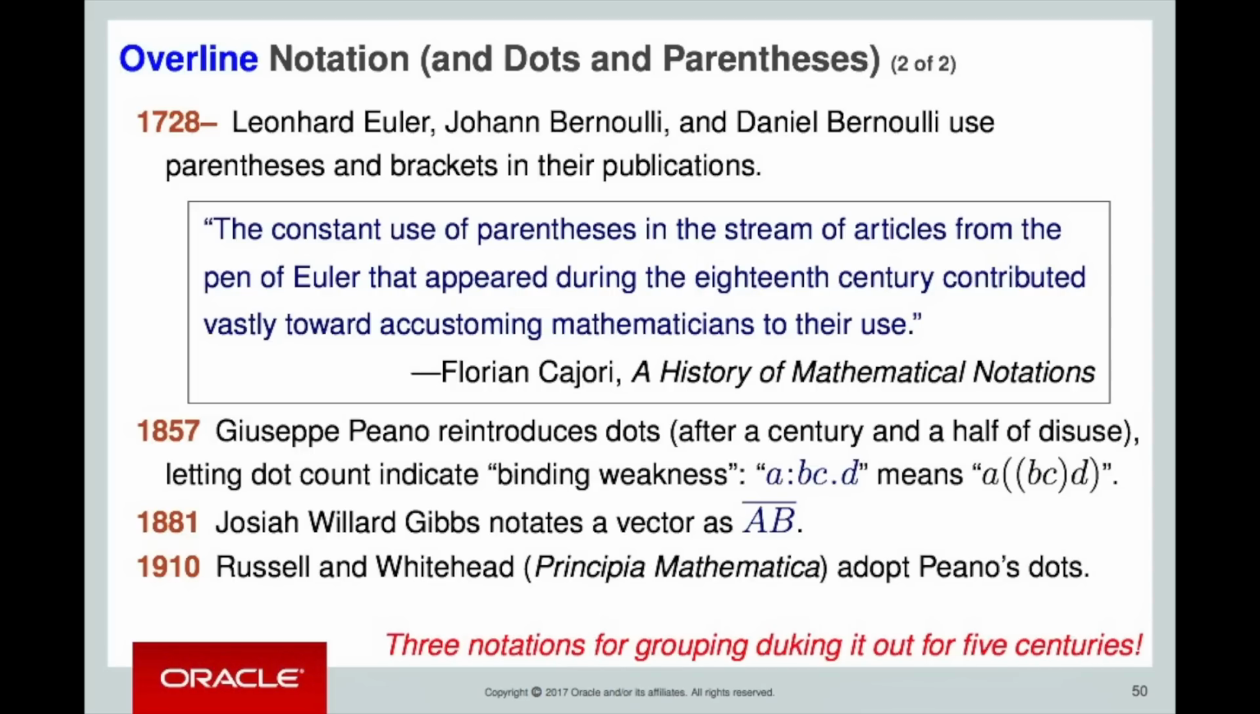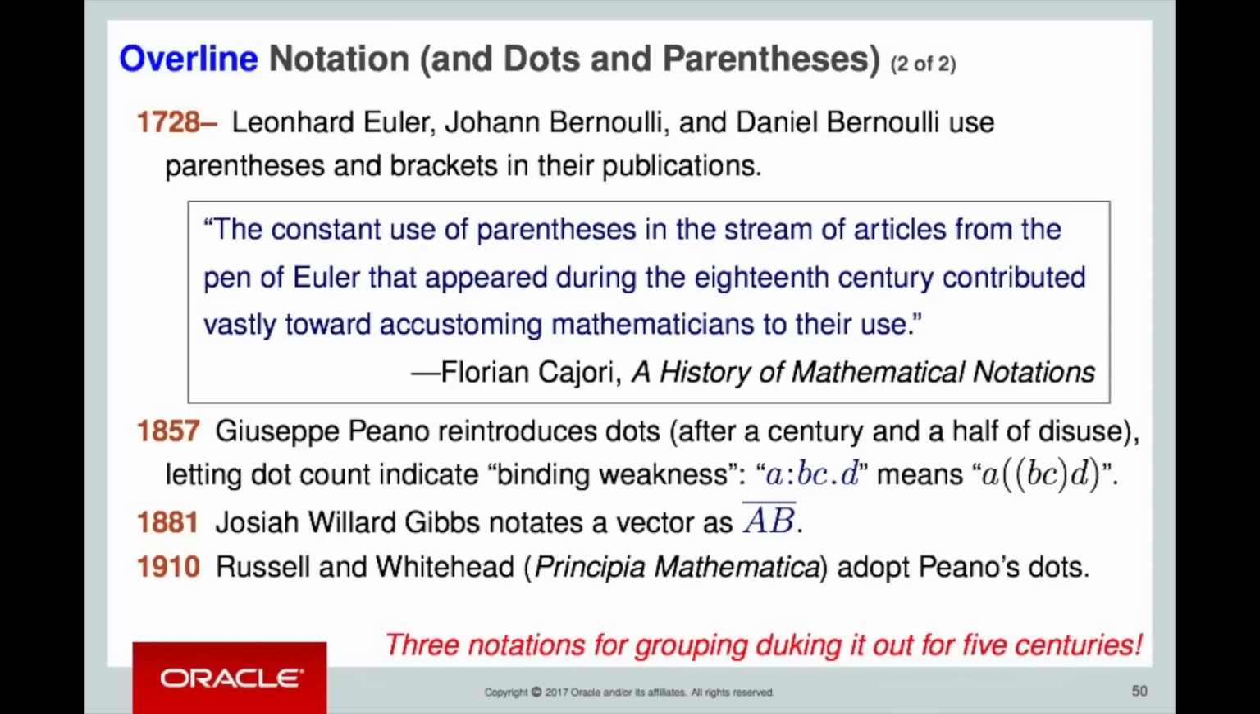In 1881, Gibbs uses an overline as a part of vector notation. That may seem like a non sequitur, but that'll come up on the next slide. And in 1910, Russell and Whitehead, in their monumental Principia Mathematica, their attempts to axiomatize all of mathematics and make everything provable, use Peano's dot notation, which is unfortunate for us a century later because it makes their work much less accessible because we're used to parentheses. The dots are a little hard to read, but brilliant work.